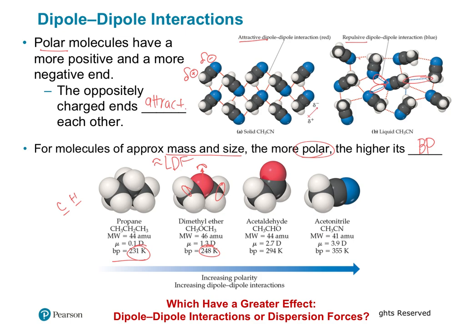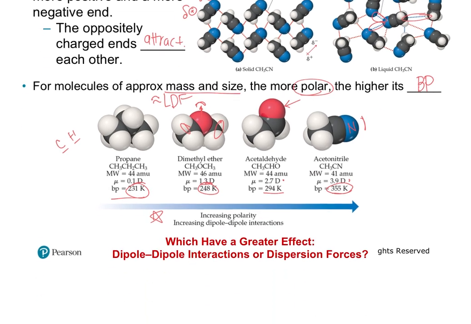If we put the oxygen on the end here, now it's a lot more asymmetric, and so the dipole moment goes up and our boiling point also gets raised. And then lastly, when we have a nitrogen here on the end and there's no hydrogens on the side to balance it out, we end up getting a much higher dipole moment and our boiling point goes up even more. So the main takeaway is that increasing polarity, or your dipole moment, makes the dipole-dipole interaction stronger.